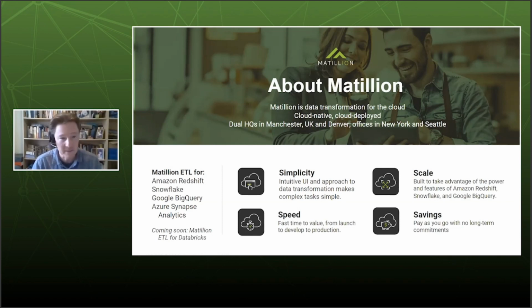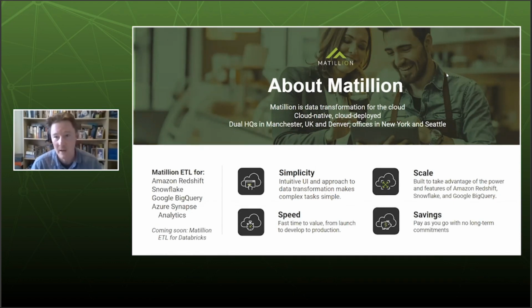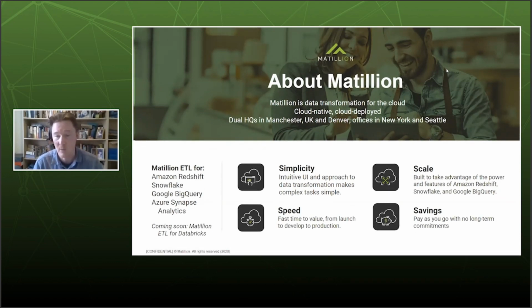With regards to where Matillion fits into this, Matillion is a cloud native data transformation product. There are actually several products in the range. The one I'm going to show you today is Matillion ETL for Amazon Redshift. We also have Matillion ETL for Snowflake and for BigQuery and for Azure Synapse Analytics, and also very soon Matillion ETL for Databricks.